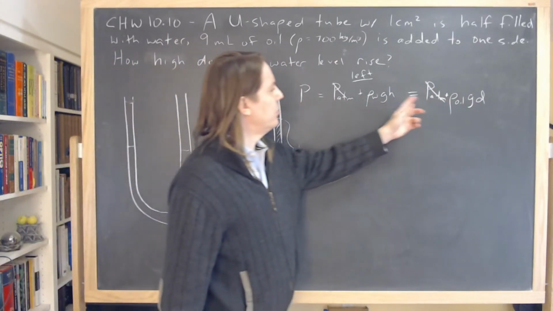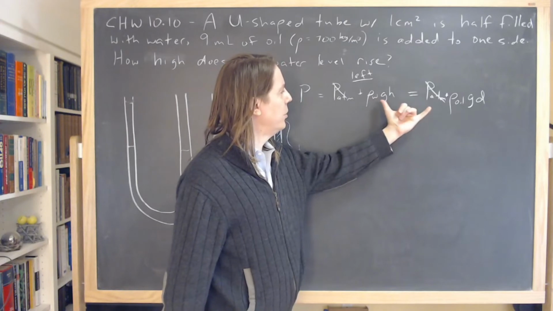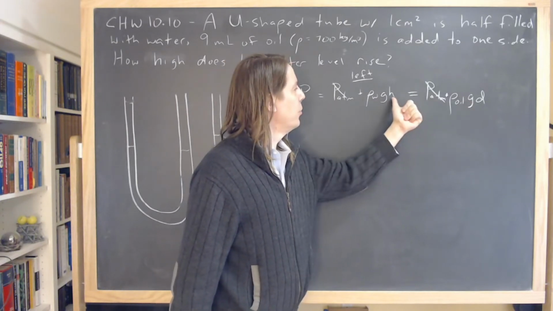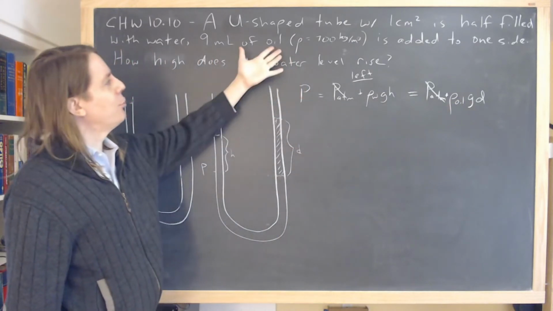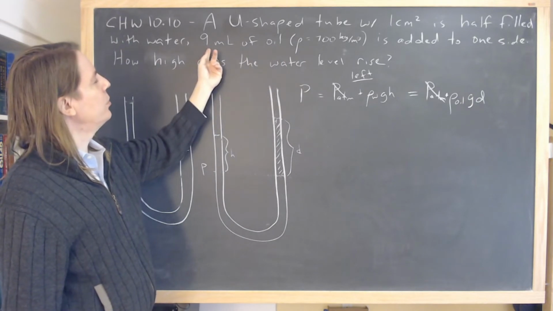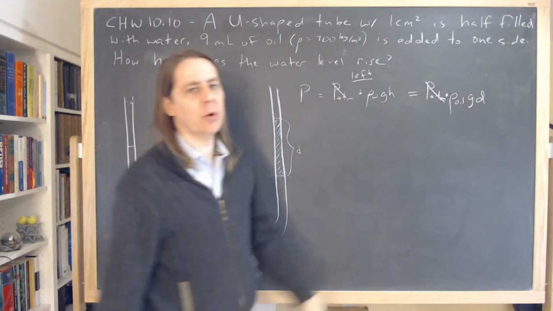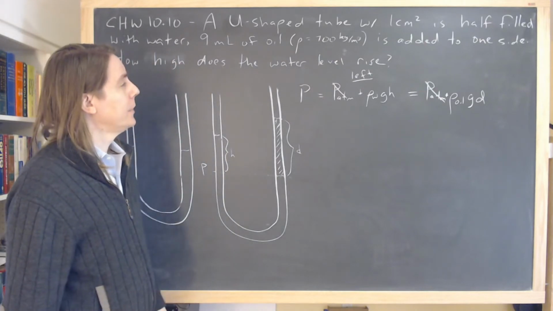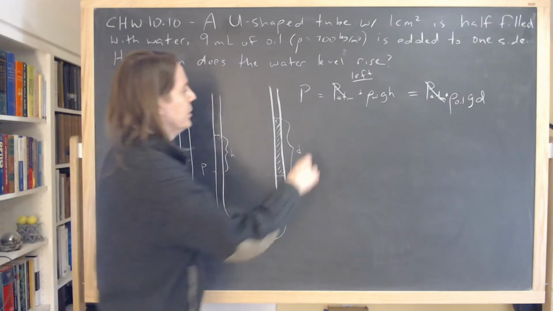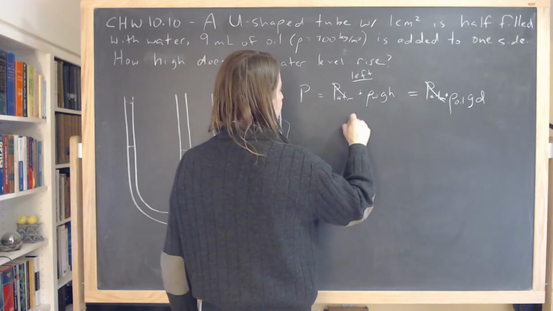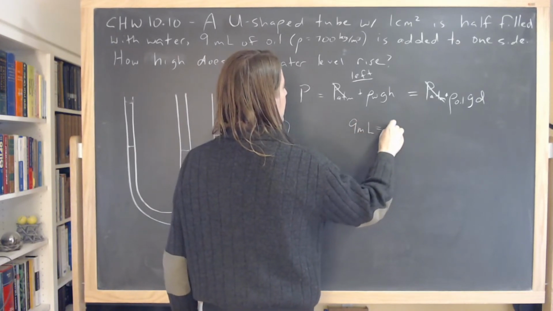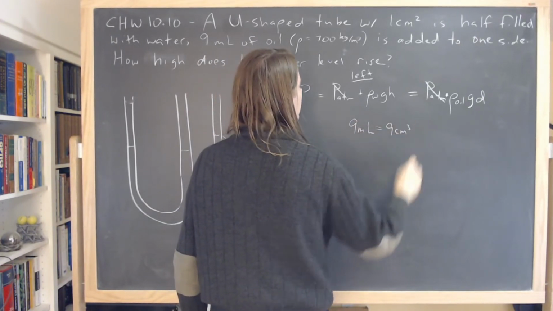We know the densities of water and oil. We know little g. But then if we're looking for H, we need D. But there is actually more information here. That's the reason it told us it's 9 mils of water, and a 1 centimeter squared cross-sectional area. Because, as a little aside here, 9 mils is 9 centimeters cubed.